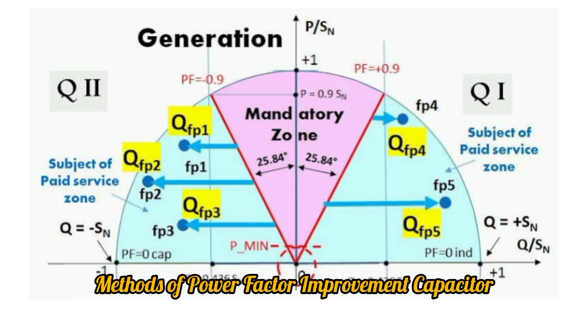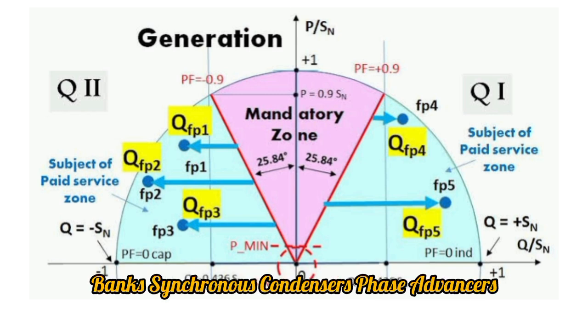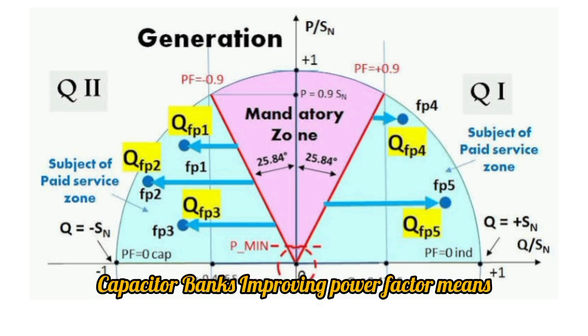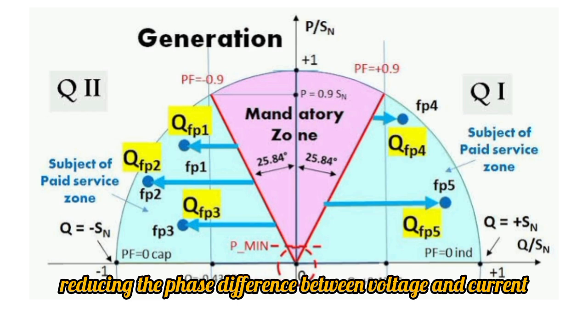Methods of power factor improvement. Capacitor banks. Synchronous condensers. Phase advancers. Capacitor banks. Improving power factor means reducing the phase difference between voltage and current.